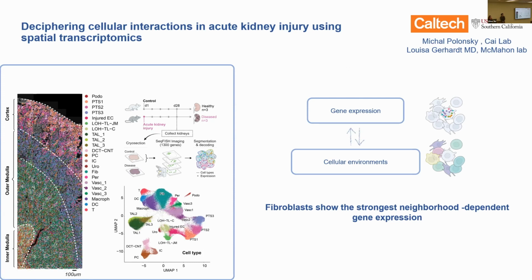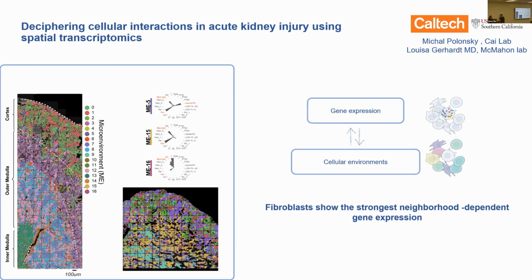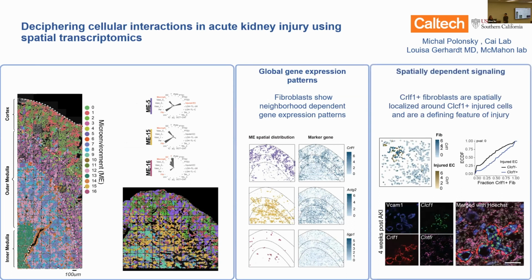Okay. We were able to call cell types, look at microenvironments. We were able to see that microenvironments change dramatically after the kidney is injured. And we were able to see that fibroblasts change their expression pattern depending on where they are, and find specific spatially localized signalings between fibroblasts and injured cells.